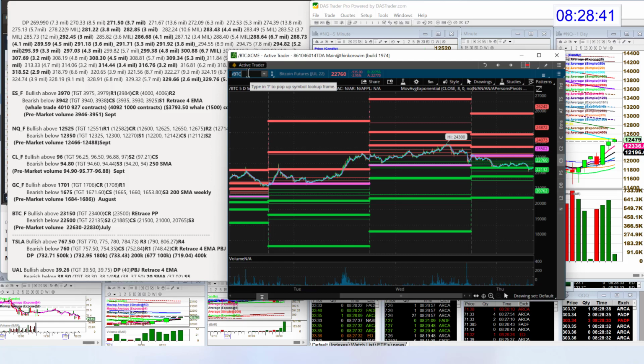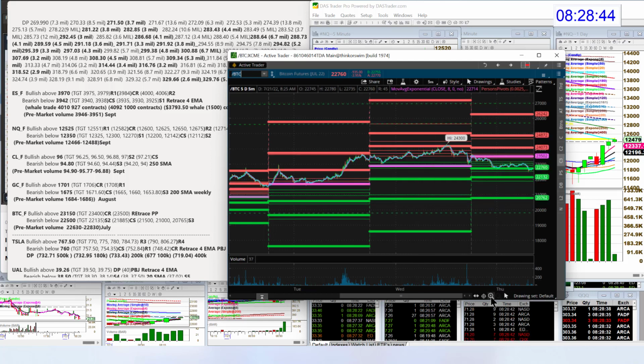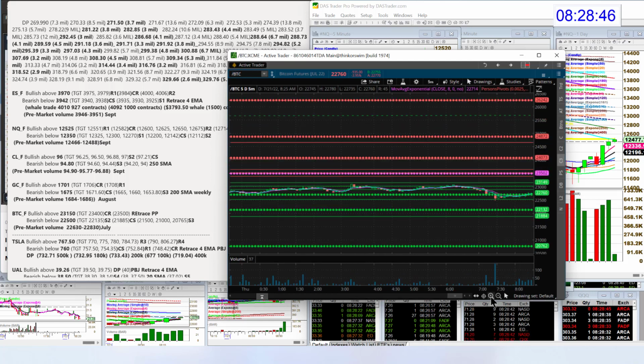Excuse me, Bitcoin futures also taking a dive. Well, maybe Elon Musk said something yesterday, or we'll see if it continues. Bullish above 23,150, right above this Camarilla, and bear below 22,500. That is a very big price level.